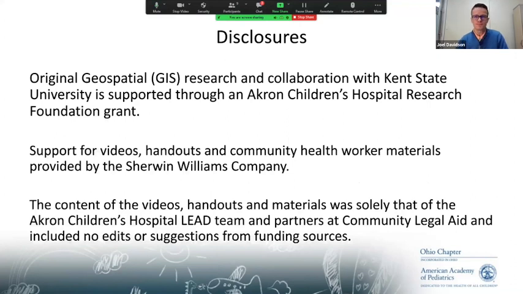A few disclosures just to start. Along the way in the work that I've done, I have received some funding, first through some foundational grant dollars for some of the research that I did in collaboration with Kent State University. We're not going to be talking about much of that research today, but some of those projects were foundational in the evolution of the information that we're going to be talking about today. There are some videos and some educational handouts that are going to be referenced in this talk. The funding for those handouts was graciously provided by the Sherwin-Williams Company. I do want to disclose that, but I also want you to understand that they had no say really in the content. Myself and my team were able, along with collaborators from Community Legal Aid here in Akron, to put together the information that you're going to be seeing today.